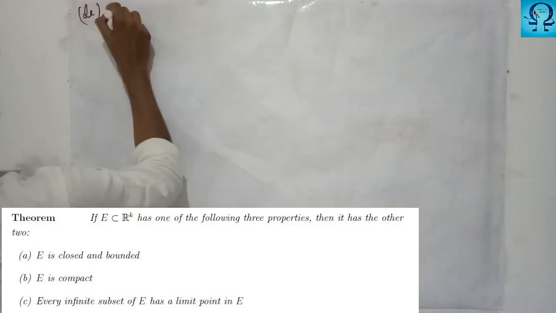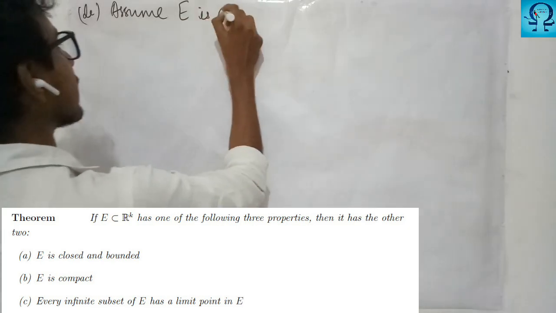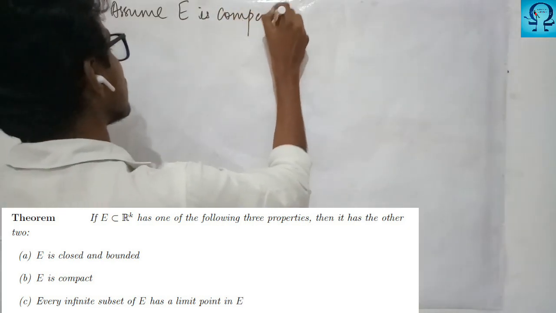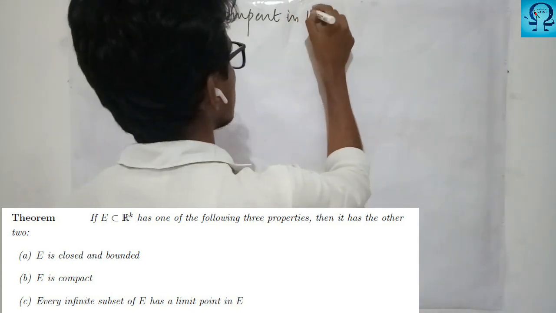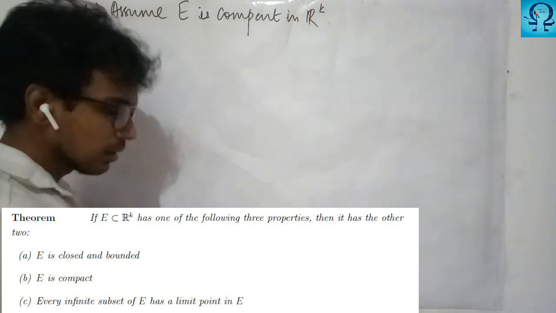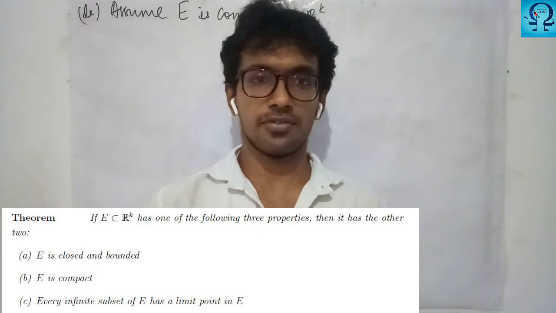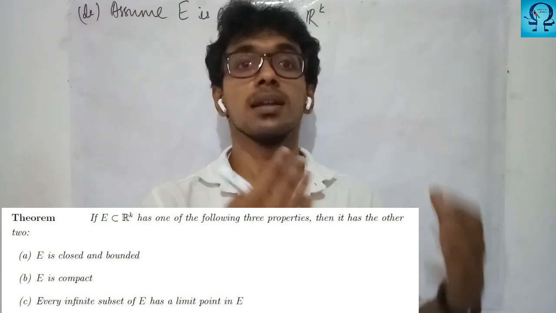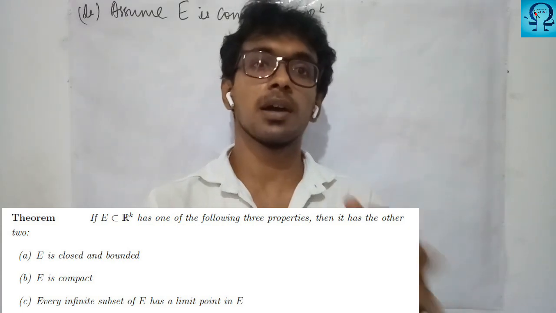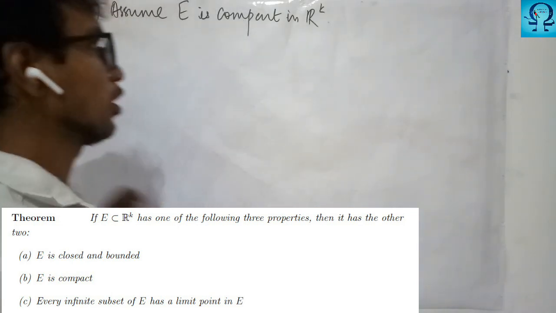Next, we are going to assume that E is compact. E is a compact subset of what? E is compact in Rk. And in one of the previous lectures we have proved that if E is a compact subset, every infinite subset in E has a limit point. Using that result we are going to prove this.